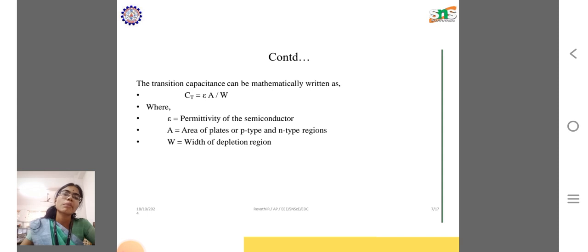The transition capacitance can be mathematically written as CT equals epsilon A divided by W, where epsilon is the permittivity of the semiconductor, A is the area of the plates or P type and N type region, and W is the width of the depletion region.